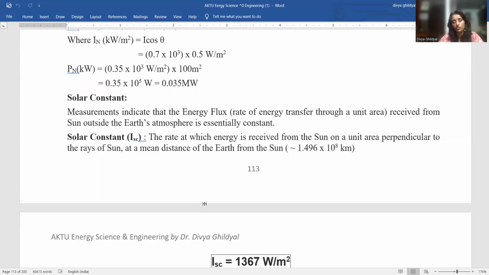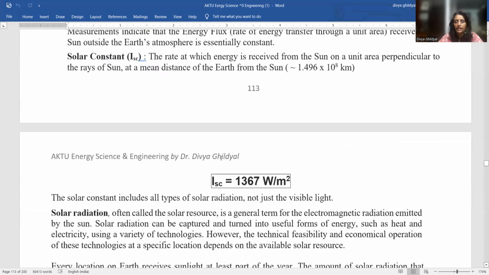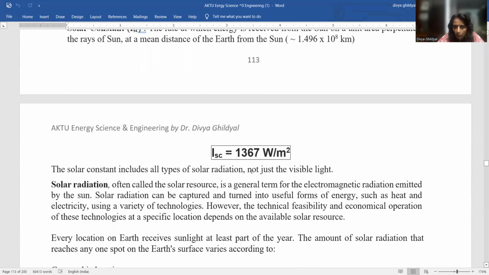So the rate of energy transfer through a unit area received from the sun outside the Earth's atmosphere is approximately a constant, and the rate at which energy is received from the sun on a unit area perpendicular to the rays of the sun at the mean distance of the Earth from the sun is approximately 1367 watt per meter square.